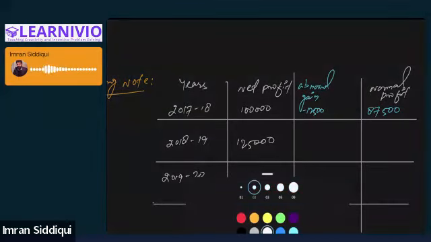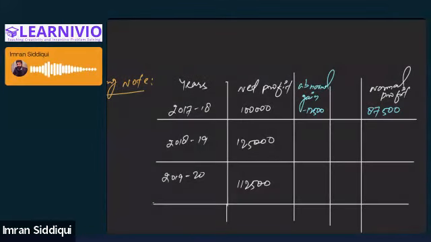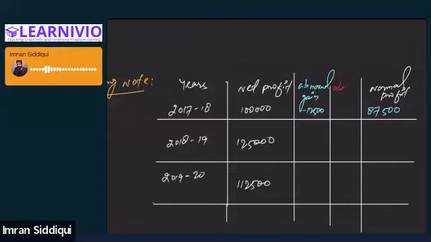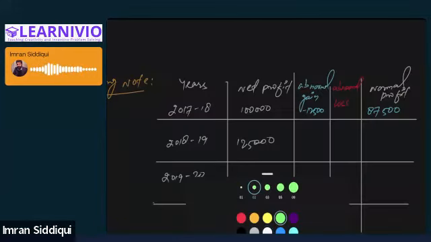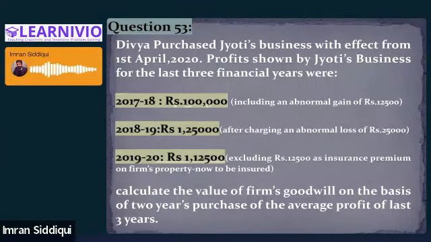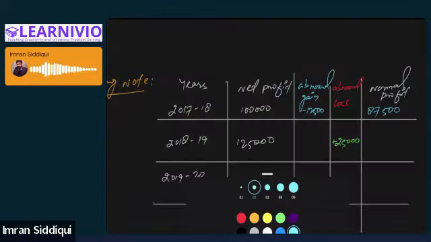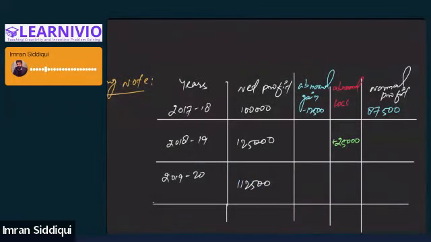All right. Now, for the next year, similarly, we'll calculate the normal profit as well. But in the next year, we have some abnormal losses. Abnormal loss has been subtracted. To rectify the mistake, we'll add that abnormal expense. So it says for the year 2018-19, profit was 1,25,000 after charging the abnormal loss. So to find out the correct normal profit, we'll add 25,000. And by adding this, we'll get the normal profit, 1,15,000.